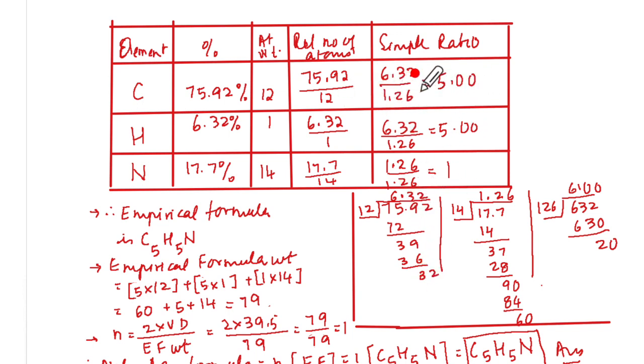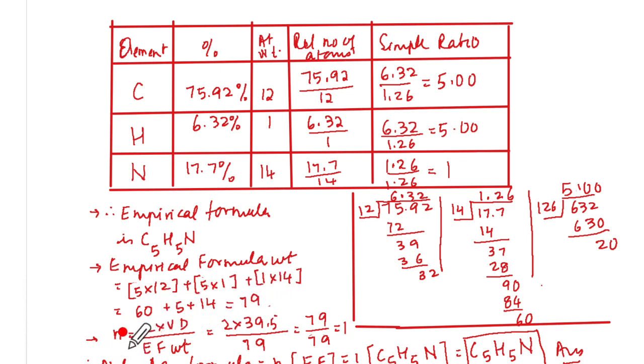This comes out to be 6.32. This is 6.32, and nitrogen I have shown here this side 1.26. Now we get the simple ratio by dividing each one of these by 1.26. So you will get this 5 times as you can see in the calculations over here. It is 5 times it has gone, and so we get the empirical formula as C5H5N. And the empirical formula weight will be, when we calculate, it will turn out to be 79.